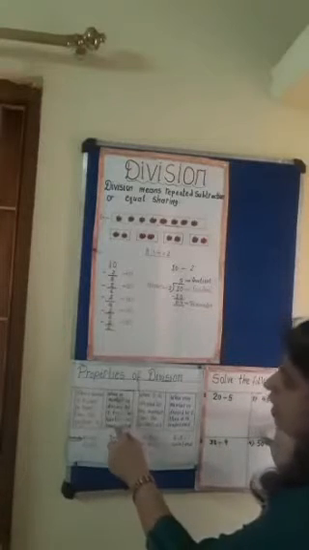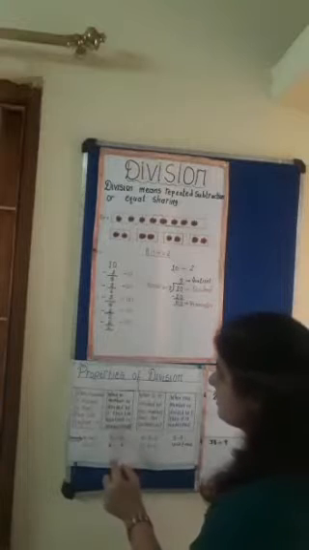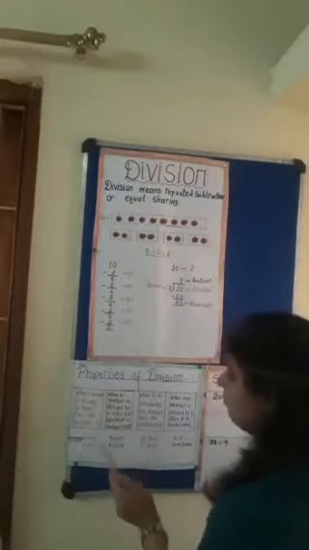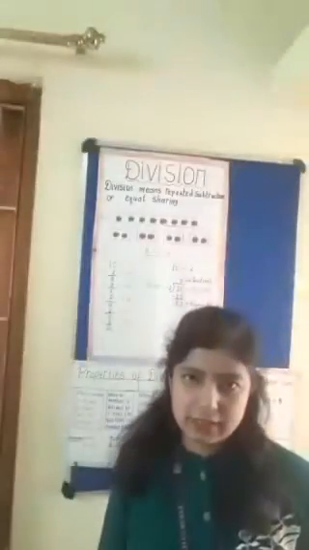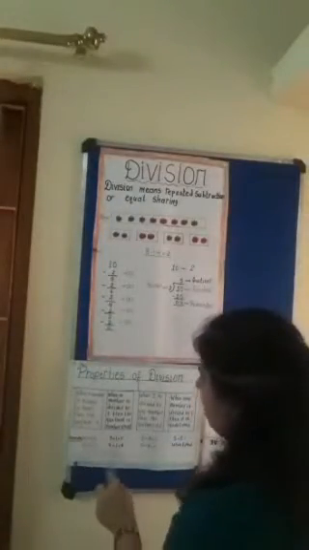Second property. When a number is divided by 1, then the quotient is the number itself. It means that if we divide any number by 1, then the quotient will be the number itself. For example, 7 divided by 1 equals 7. 9 divided by 1 equals 9.